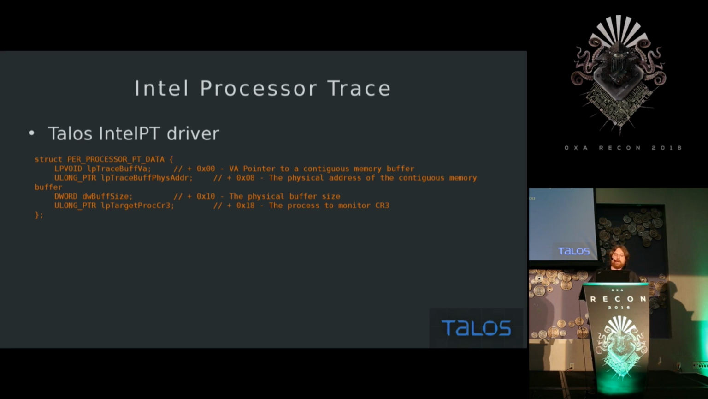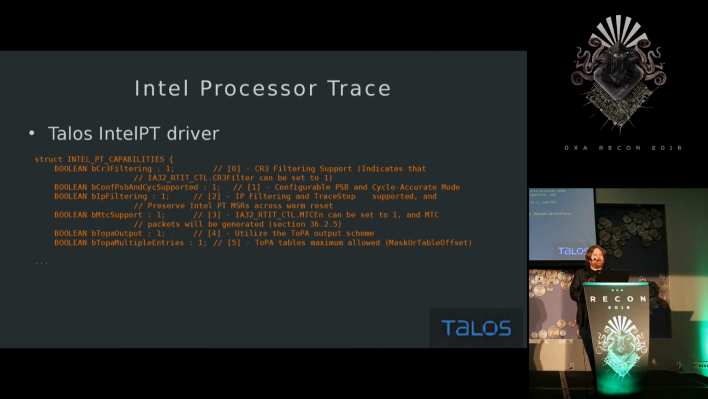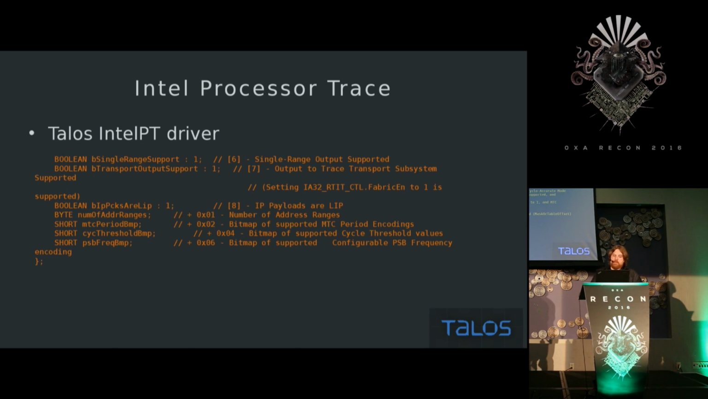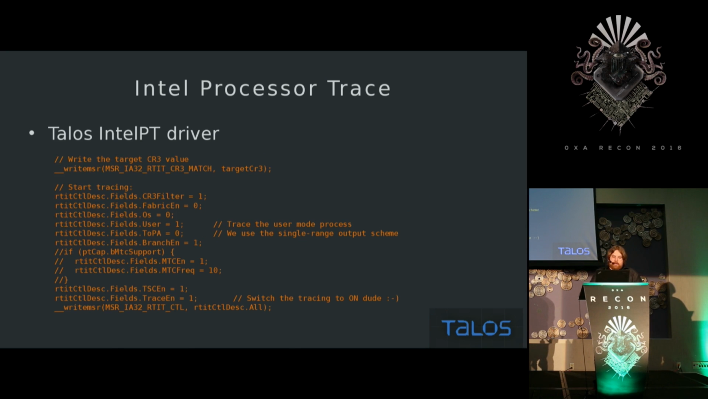But the idea is that, per processor, we have a trace buffer, and each one of those buffers gets allocated via allocate physical memory in Windows. It allows you to filter on each core, and then a whole bunch of configurations for which features you want to enable. This is more or less directly right out of the manual, and so on.